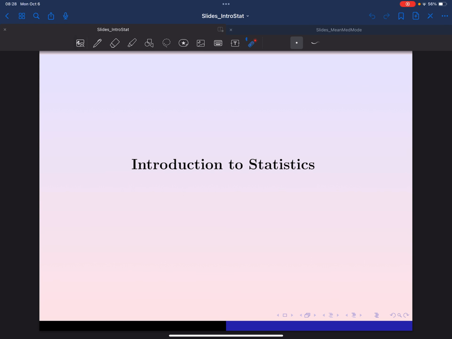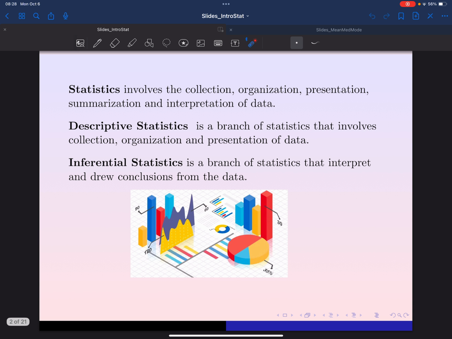Introduction to statistics. Statistics involves the collection, organization, presentation, summarization and interpretation of data. Descriptive statistics is a branch of statistics that involves collection, organization and presentation of data. Inferential statistics is a branch of statistics that interprets and draws conclusions from the given data.